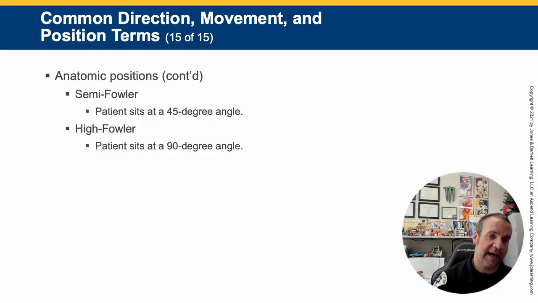Then we have high Fowler's position. This is where the patient is going to be sitting at close to a 90-degree upright angle. So they're going to be straight up. This is often the preferred posture of patients with severe respiratory distress, such as COPD, congestive heart failure. Sitting fully upright allows the maximum use of accessory muscles and optimizes the diaphragmatic movement, okay, which can help improve oxygenation during your pre-hospital management of the patient.